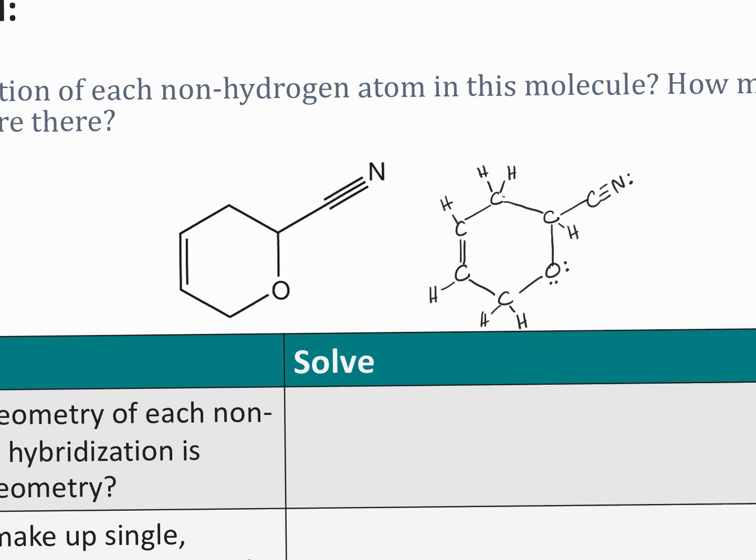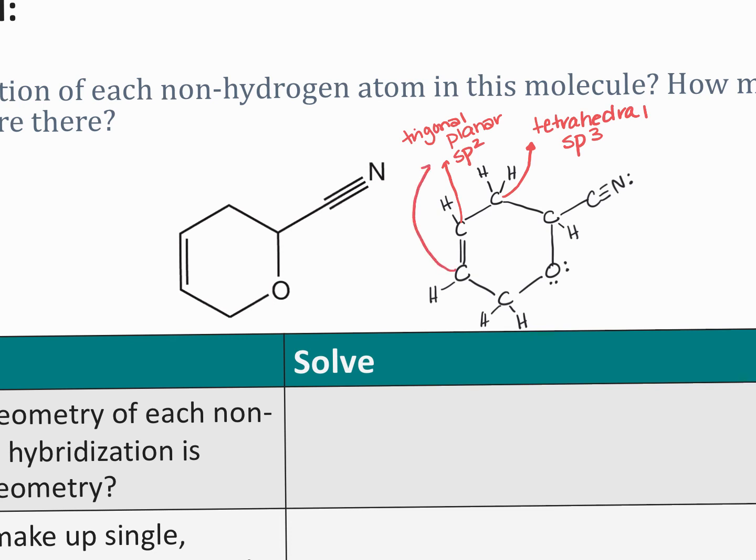So for example, this carbon right here, its electron geometry, right? It has 4 bonds. It's going to be tetrahedral. And so once we know the electron geometry, we can figure out the hybridization. Anything that's tetrahedral is sp3. Okay, we're going to come here to this next carbon. We see it has 3 electron groups off of it, so we know that's going to be trigonal planar. And so anything that's trigonal planar is sp2.